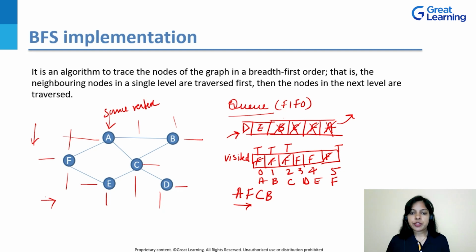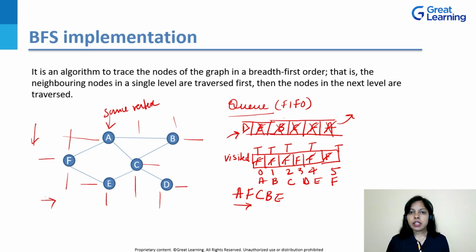Now again we'll remove the topmost element. Topmost element right now is E. So we'll remove E and E will be visited now and this will be changed to true. And connected to E, the vertices are C and F, and C and F both are already visited because it has been converted here as true. So we will not perform any insertion for C and F.